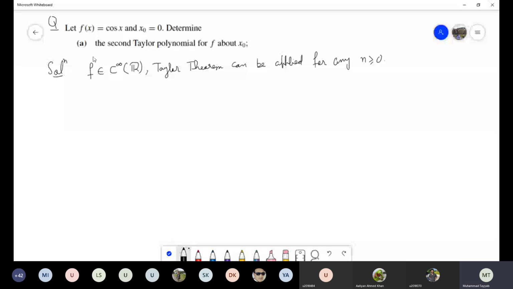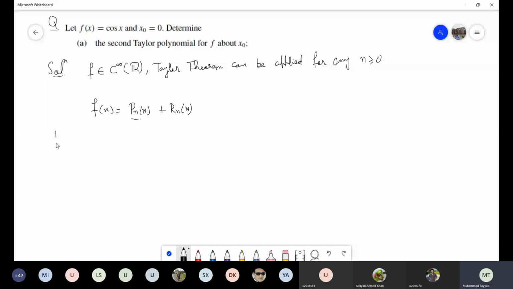The question says let f determine the second Taylor polynomial. So for the second Taylor polynomial we have to use this: the function f of x is equal to Pn of x plus Rn of x. Of course, this one is a Taylor polynomial and this is a truncation error or the remainder term. So how many terms are needed for the second Taylor polynomial?